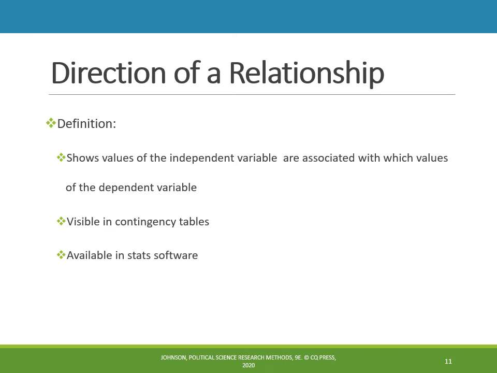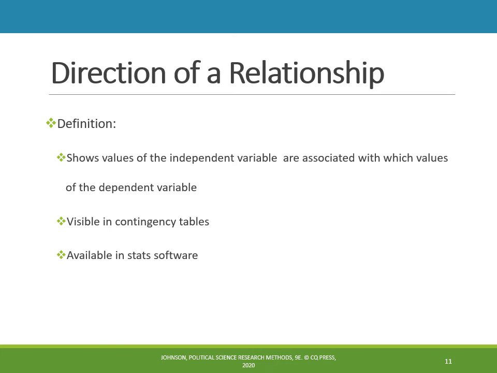Now, we've been able to establish that a relationship and association exists. We've been able to establish the strength of that relationship. Now we need to talk more in detail about the direction of that relationship, which we kind of hinted at a little while ago. But the direction of a relationship shows how the values of the independent variable are associated with the values of the dependent variable.